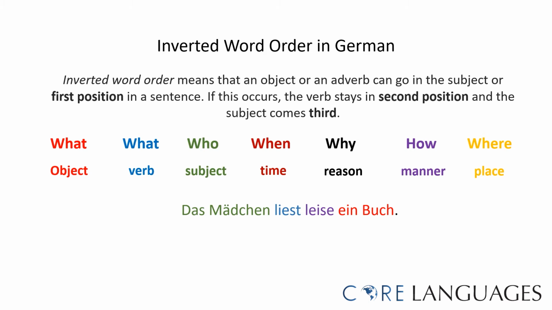The inverted word order would look something like this. Ein Buch liest das Mädchen leise. A book reads the girl quietly. We started the sentence with the object for emphasis, and the subject of the sentence slipped behind the verb.